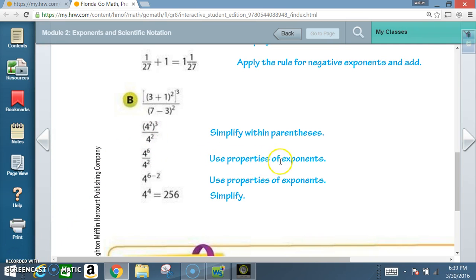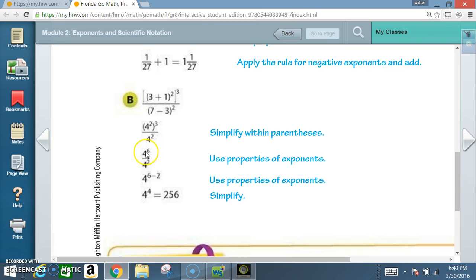I use my properties of exponents. So now I've got 4 to the 2nd raised to the 3rd. I automatically know, I just say 2 times 3. What's 2 times 3? 6. And I bring down my 4 to the 2nd. That's already in the bottom. That stays right there. Once again, for a power raised to a power, I multiply. 2 times 3 is 6.